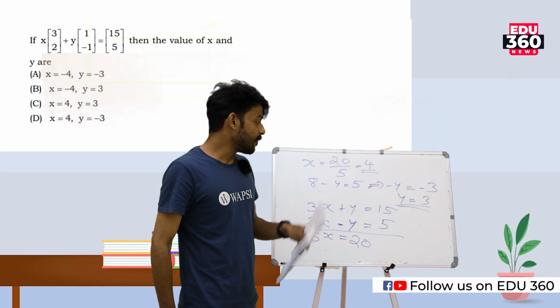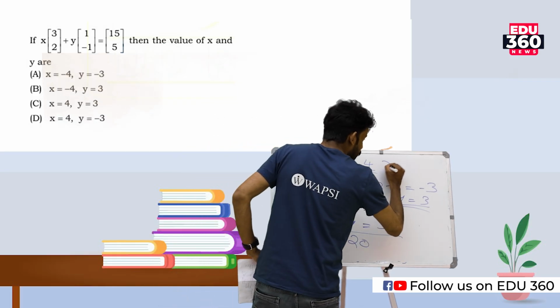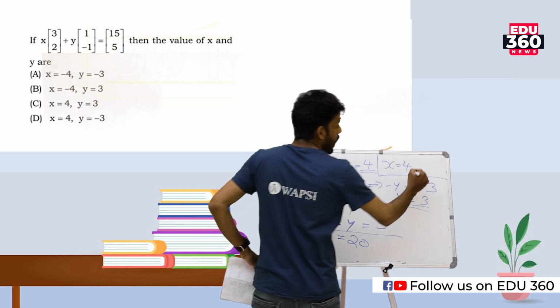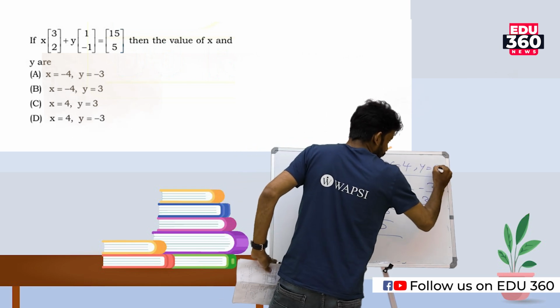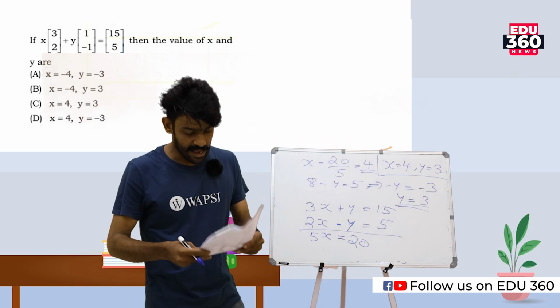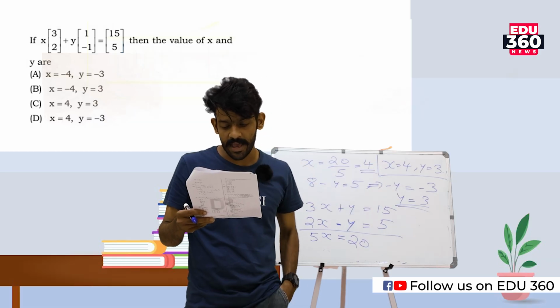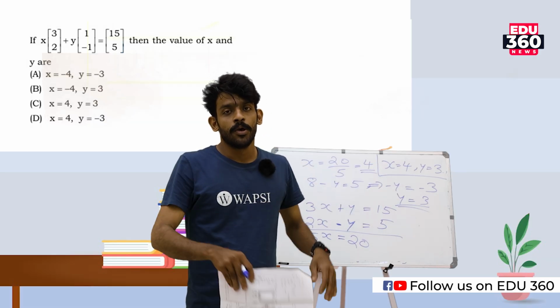That means the value of x is equal to 4 and y is equal to 3. The final answer is x is equal to 4 and y is equal to 3 for this question.